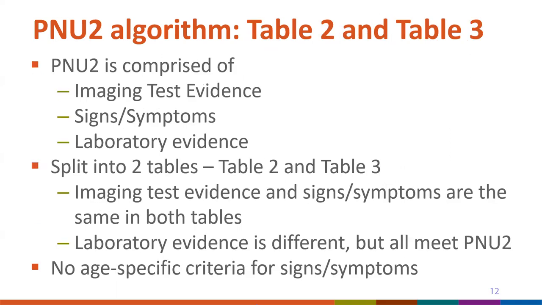New 2 is located in tables 2 and 3 and includes laboratory test evidence in addition to imaging test evidence and signs and symptoms. Required elements in the IWP include imaging test evidence, signs and symptoms, and laboratory evidence as defined in the laboratory column of the algorithm. There are no age-specific criteria. The same signs and symptoms requirements apply to patients of all ages. Remember, you can't use the age-specific signs and symptoms from new 1 to meet new 2.